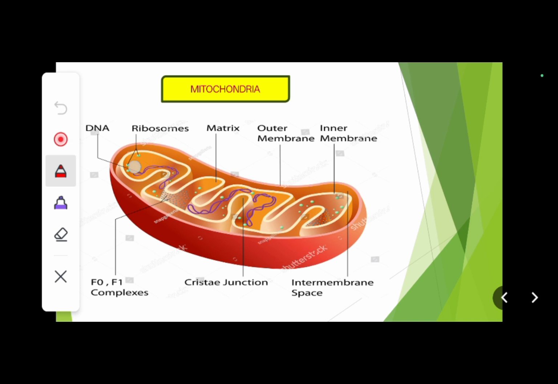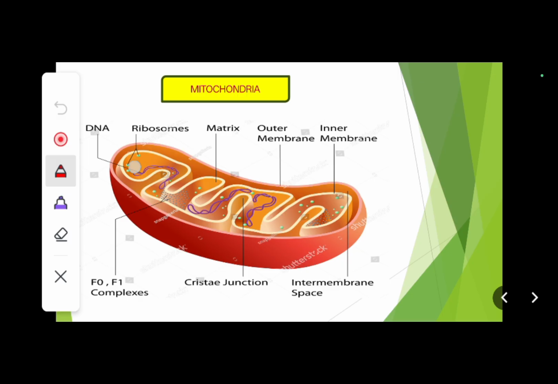Then mitochondria. This is also one of the organelles present inside the cell. Mitochondria is generally known as the powerhouse of the cell. It is very important for NEET bits and MCQs. So mitochondria is the powerhouse of the cell.